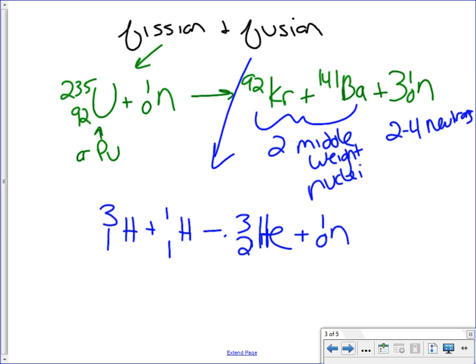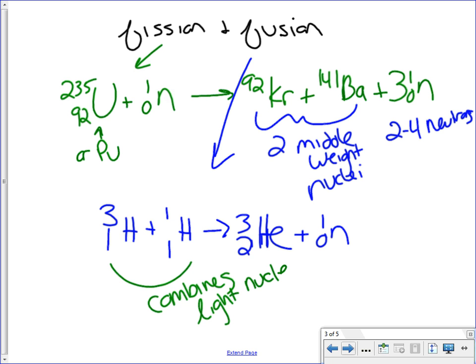If you have a lithium and a barium or a beryllium or some other element, it's not nuclear fusion. Nuclear fusion only includes those two elements, and it takes light nuclei, like hydrogens, and puts them together, so it combines light nuclei to form heavier ones.